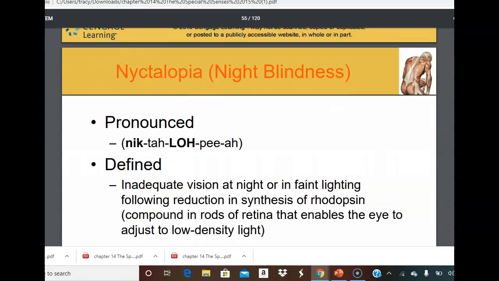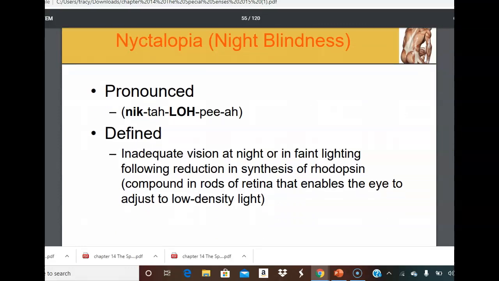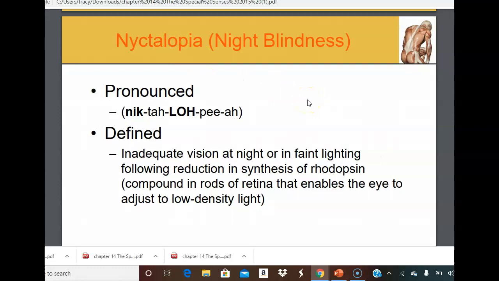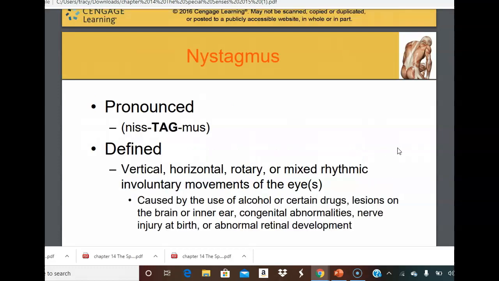Nyctalopia, nict refers to night vision. These are people that have night blindness. They can't see appropriately at night or in faint or dim lighting because of a decrease in a pigment called rhodopsin. Rhodopsin is secreted from the rods, and it allows people to adjust to low density light and be able to see. These people have an issue with the synthesis of this particular pigment, so they can see in bright light, but they can't see in dim light or darkness.